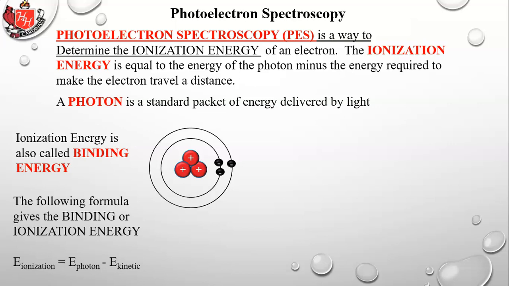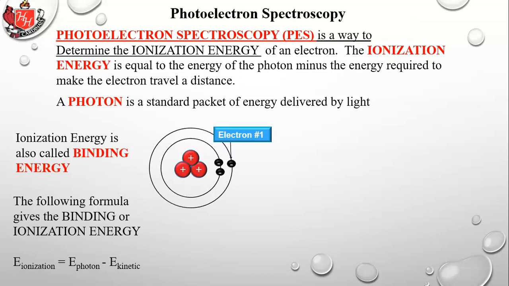The following formula gives the binding or ionization energy. So the energy of ionization, that is how much energy it takes to pull the electron away from its atom, equals the energy in the photon minus the energy of the traveling electron once it's freed from the atom. So let's just get into an example and you'll see what that means.